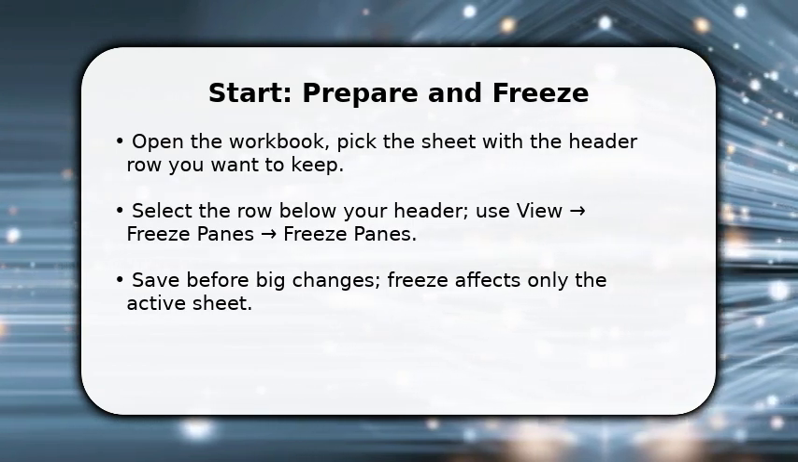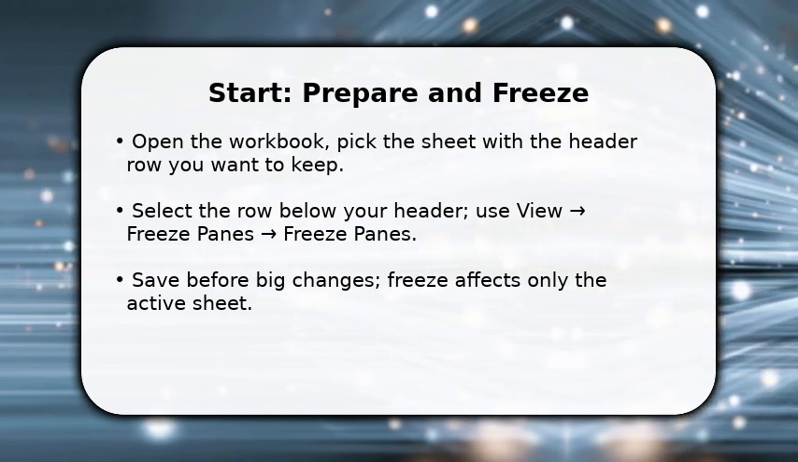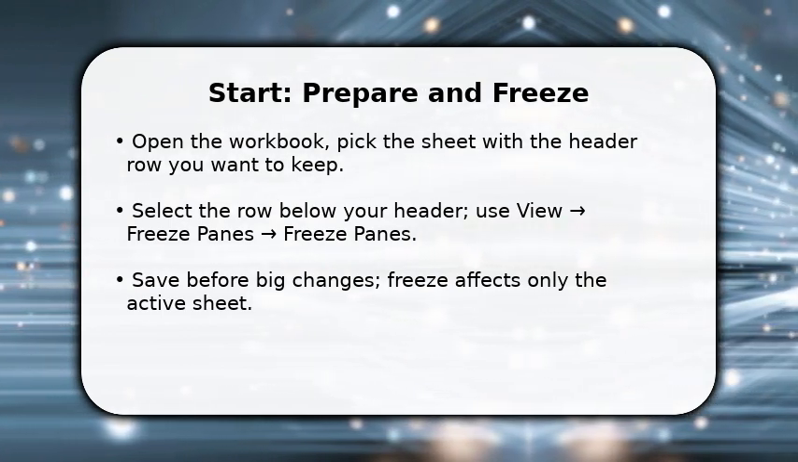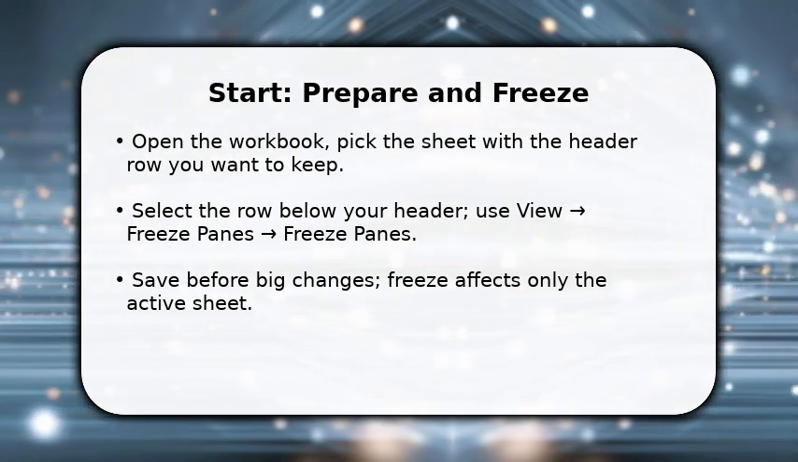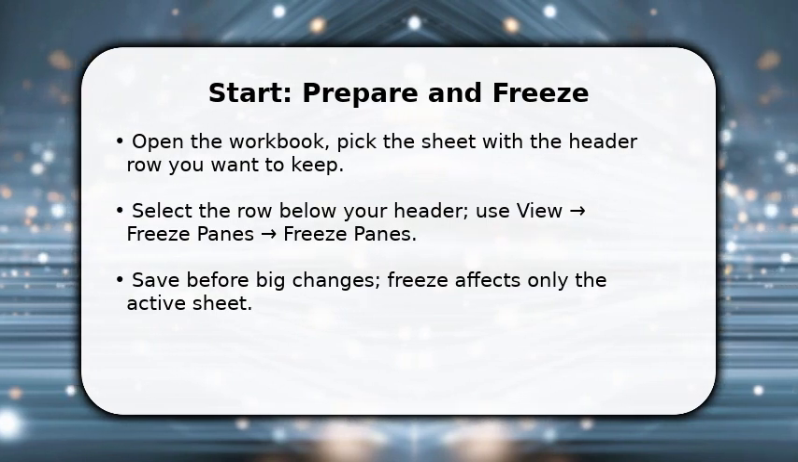This locks rows above your selection. Once done, scroll to confirm the header stays visible. Make sure to save. Freezing applies per sheet and won't carry over unless you repeat it.